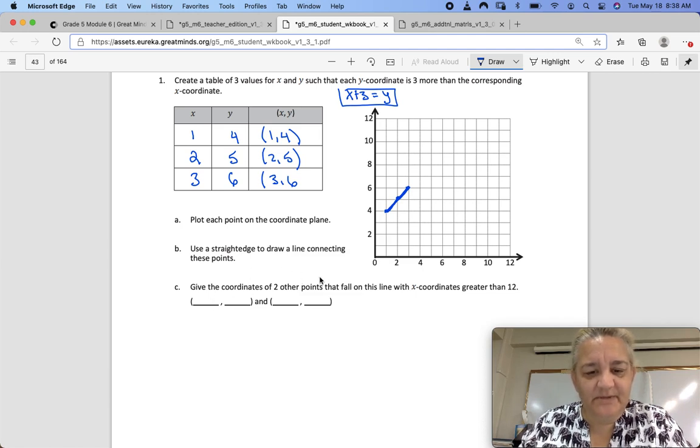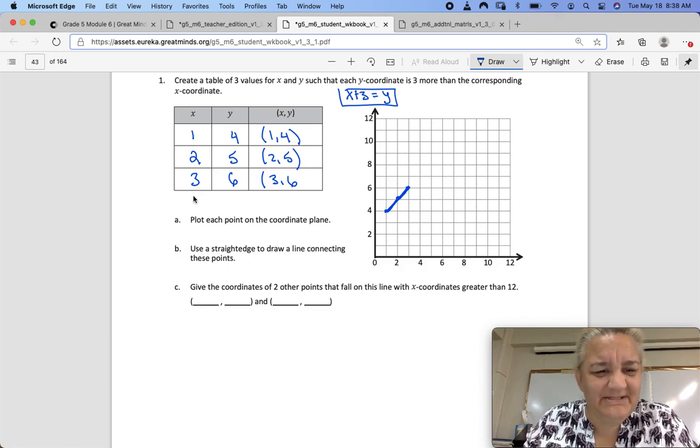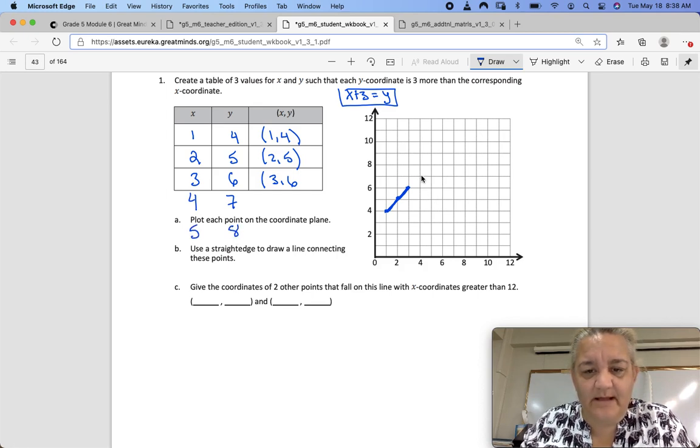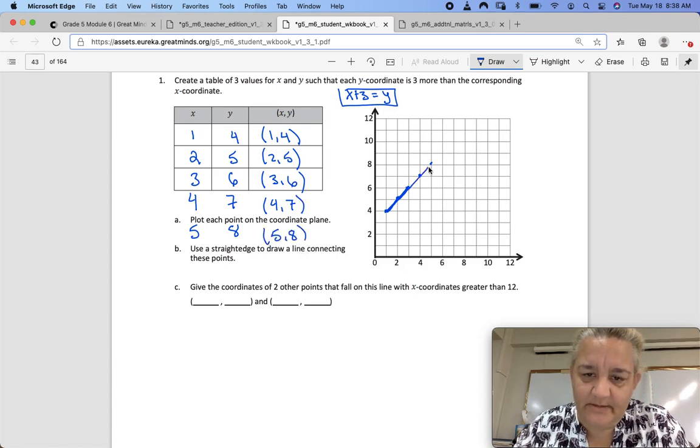Now, give the coordinates of 2 other points that fall on the line with x coordinates greater than 12. You know, let's just do a couple more. 4 and 7 and maybe 5 and 8. So that would be 4 and 7 would be here. And 5 and 8 would be here. So it would just go in this direction, right? Just so we can see where that line is going.